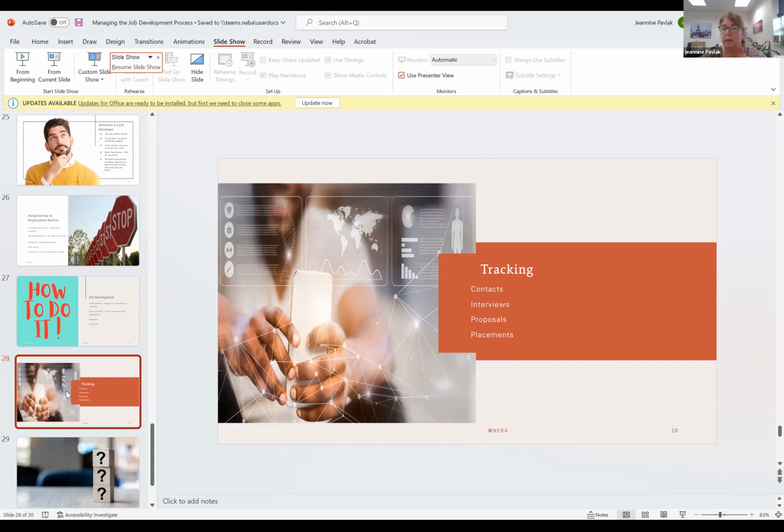So we're tracking contacts. We're tracking interviews, we're tracking proposals, how many actual formal proposals are we making with companies, and then we're tracking placements, as well as retention, how long are people employed, how long are people unemployed, hourly wages, certainly, we track time to placement and change in placement. So it's, how long does it take us to get somebody a job?